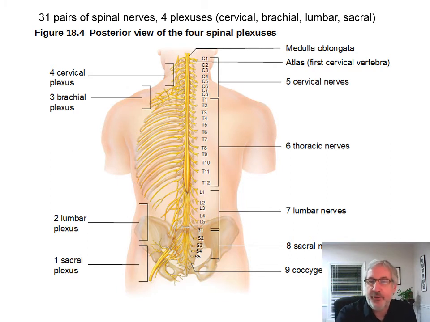So you have C1 through C8. So you have 8 cervical nerves. Then you have 12 thoracic nerves. So you have 8 cervical, 12 thoracic. Those follow each one of the thoracic vertebrae. And then you have 5 lumbar nerves, just like you have the 5 lumbar vertebrae.